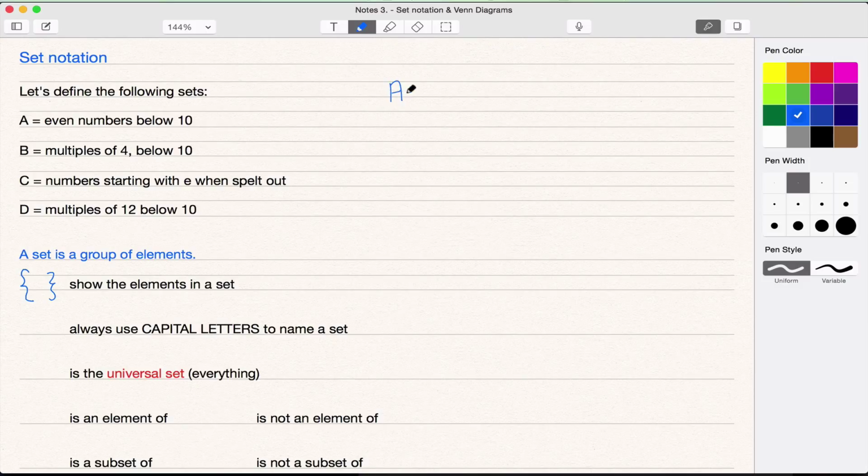A equals squiggly bracket, and it's even numbers below 10. 2, 4, 6, 8 is the set A. The set B, multiples of 4 below 10, 4 and 8. C is the numbers starting with E when we spell them out, and that would be below 10 as well. I've just forgotten to put that in. That would only be the number 8, and I'll leave D until later.